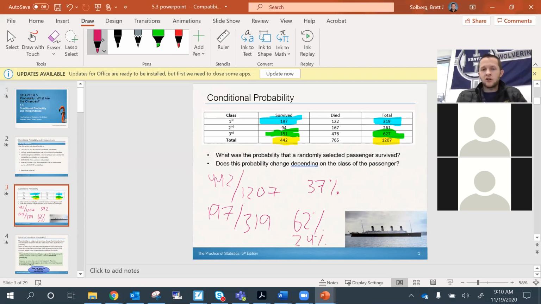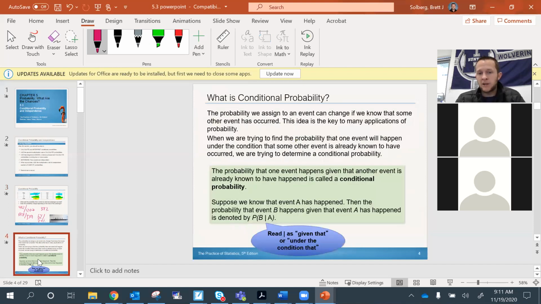So the question here was, did a passenger's class affect their survival rate? And we would say, yeah, definitely. Overall, we found it was 37%, like in general for everyone. But if I were to look specifically at those classes, we saw all sorts of different ones that were higher or lower. Now that's our introduction to conditional probability.